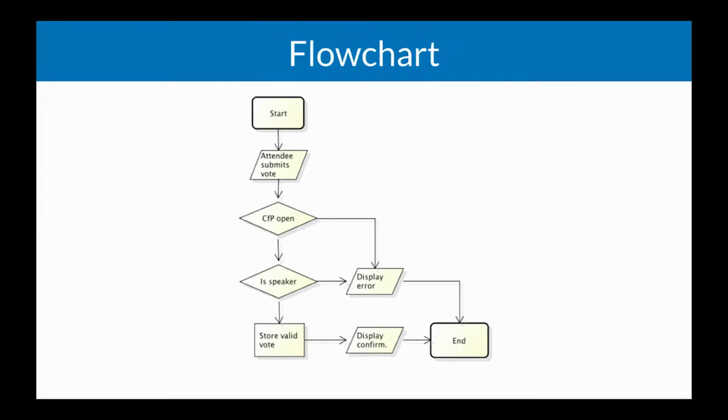This is the voting on proposals. You have the terminators, the start and end, and then the attendee submits the vote. Then we check whether the call for papers is still open, because they may still have access to the form, but the call for papers is closed. If it's still open, then you check whether that person is a speaker. It's up to you to decide whether you want to allow speakers to vote for themselves. But in case your business rules dictate that they're not allowed to vote for themselves, then it will display an error. Otherwise, it will store the valid vote and send a confirmation to the screen.